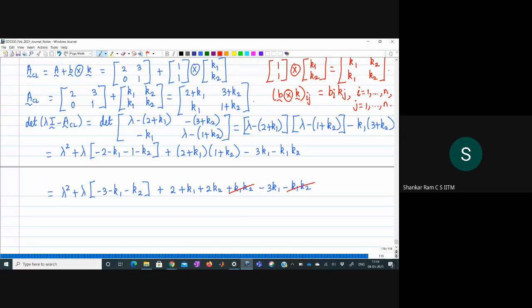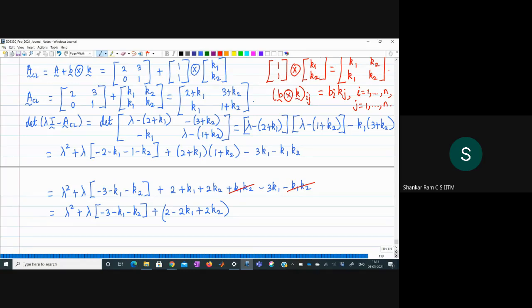So we can see that plus K1 K2 and minus K1 K2 cancel off. So consequently, finally, we will have the closed loop characteristic polynomial as lambda squared plus lambda times (minus 3 minus K1 minus K2) plus (2 minus 2K1 plus 2K2). Okay, so we can see that this is a second order polynomial, right? Now I hope the steps here are clear, right?